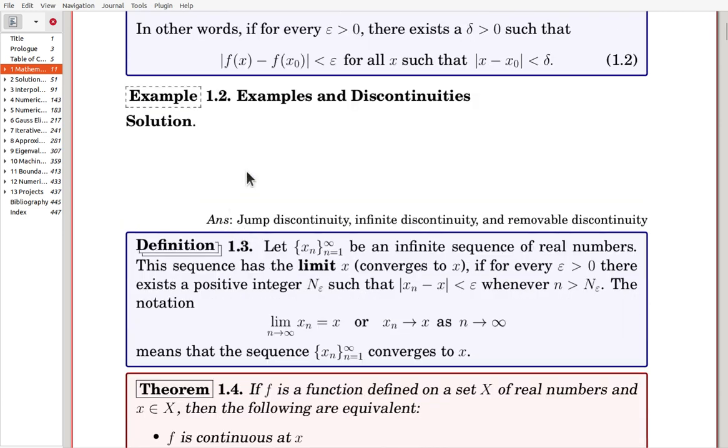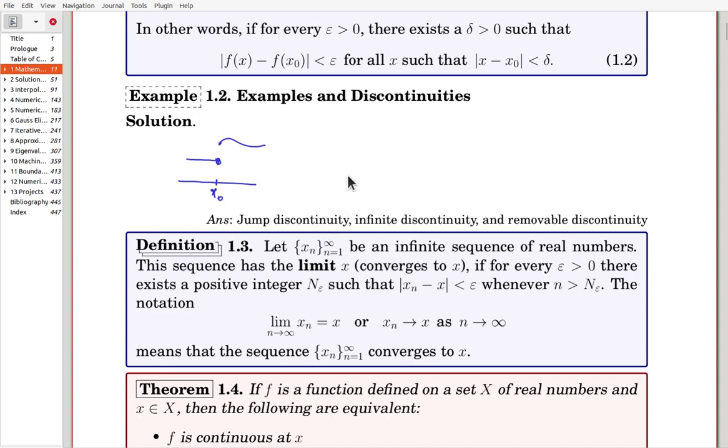We consider here examples of discontinuity. Here, on the x coordinate, that is x0. The left-hand side has a limit here, and for the right side of x0, the function is given in this way. Then the function has a jump, so this kind of discontinuity is called a jump discontinuity.